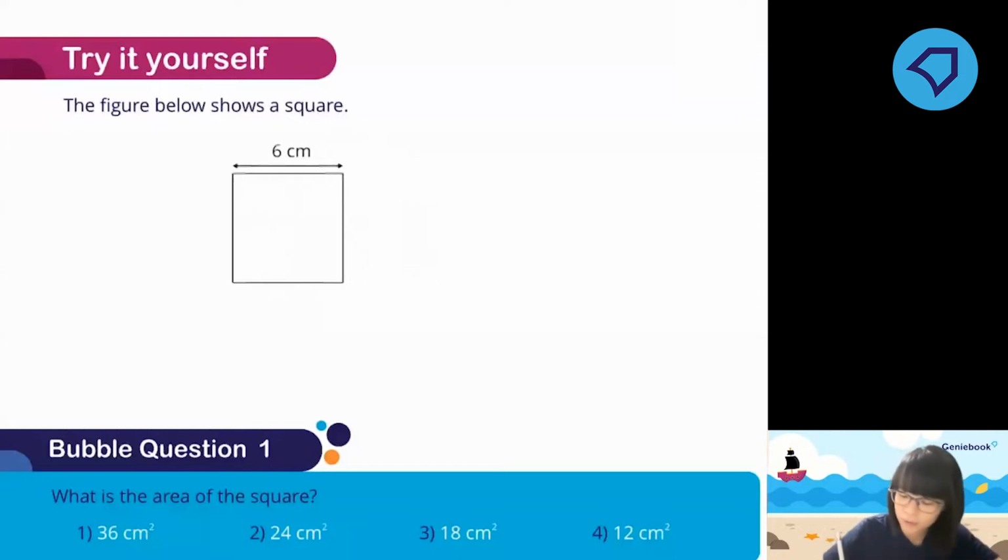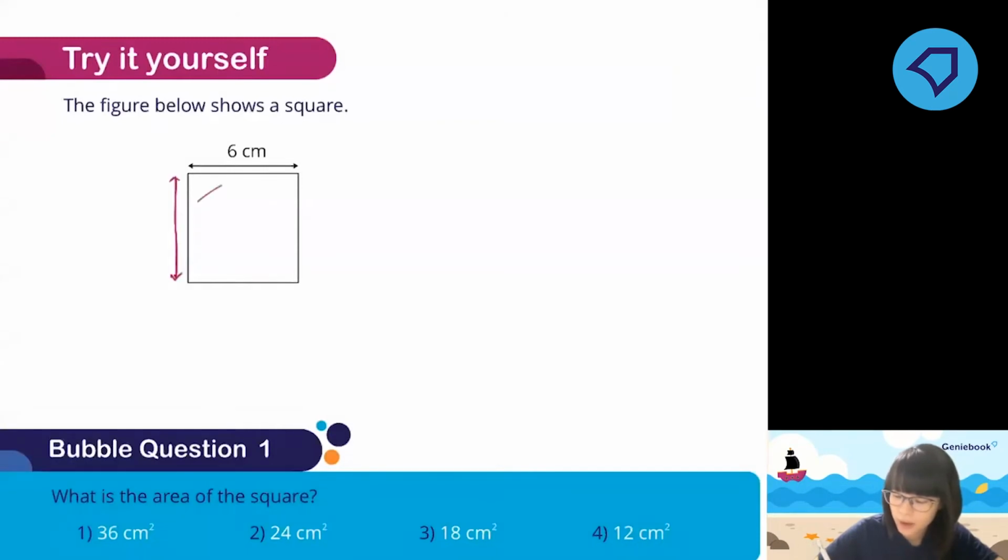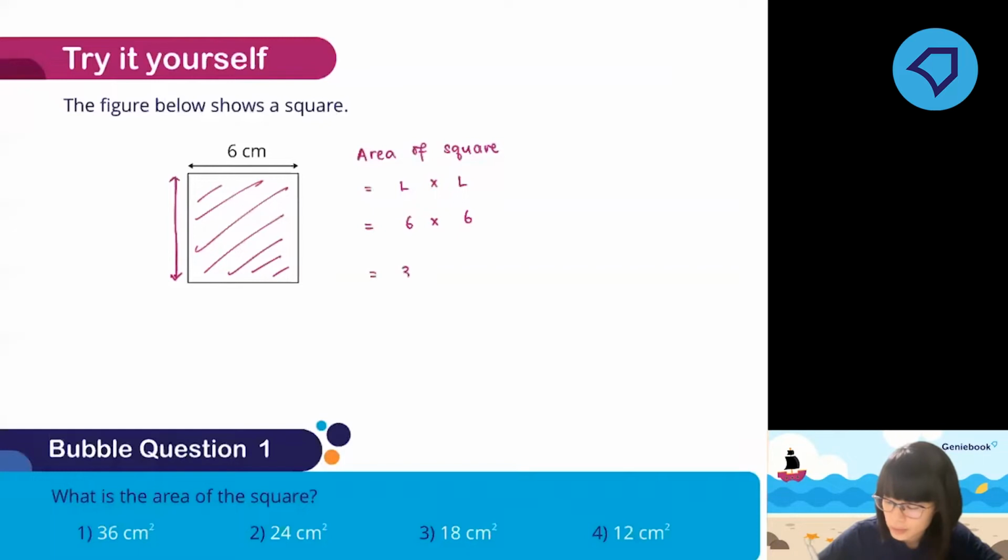So to find the area of the figure, we need to take the length multiplied by the length, because we want to find this whole area over here. So area of the square would be length times length. Length is 6 centimeters, so we take 6 multiplied by 6. In this case, we will have 36 centimeters squared. So the answer would be option number 1. Okay, can everybody follow? Let's try one more.